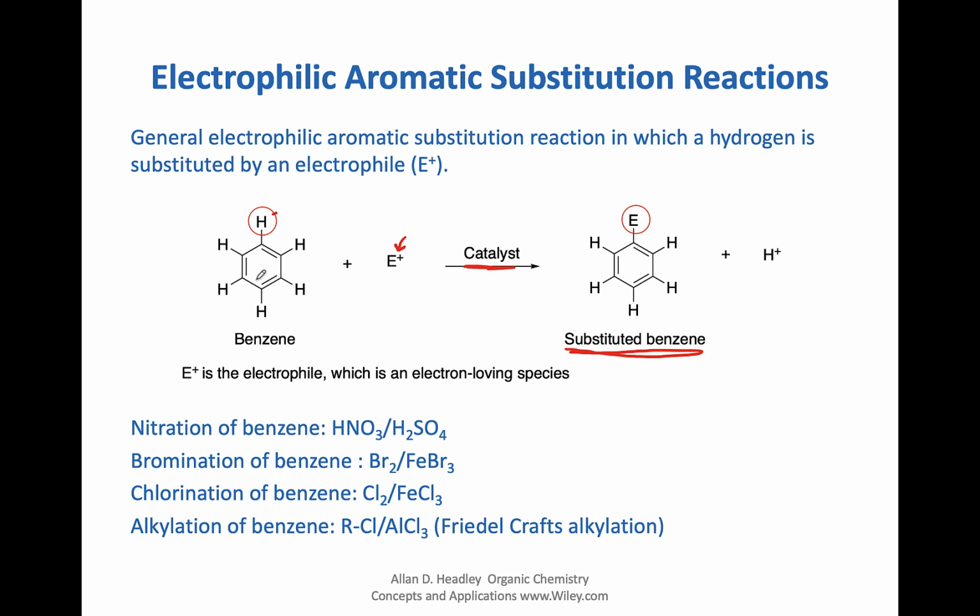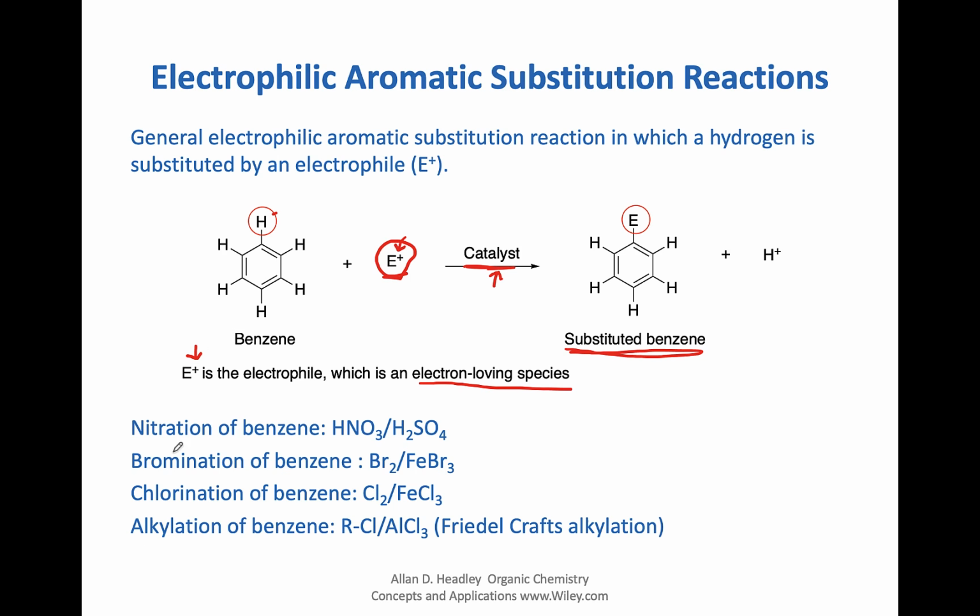Remember, it has 36 kcals of resonance energy compared to a hypothetical cyclohexatriene. So it's very stable. So don't forget your catalyst. Always use a catalyst whenever we're doing an electrophilic aromatic substitution. To remind you, remember, an electrophile is an electron-loving species, which means that it's really E+.